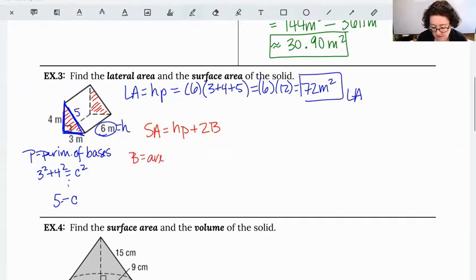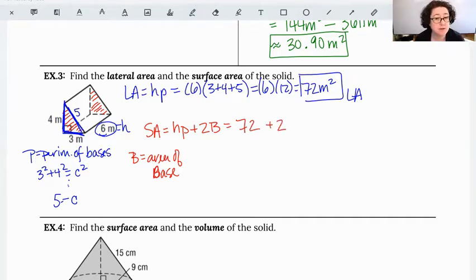So that's area of the base. In other words, those red shaded triangles that I just put on the diagram earlier. So let's just plug in our info. So HP, we already know what that is. That came out to 72. We already calculated it. Plus 2 times the area of our bases.